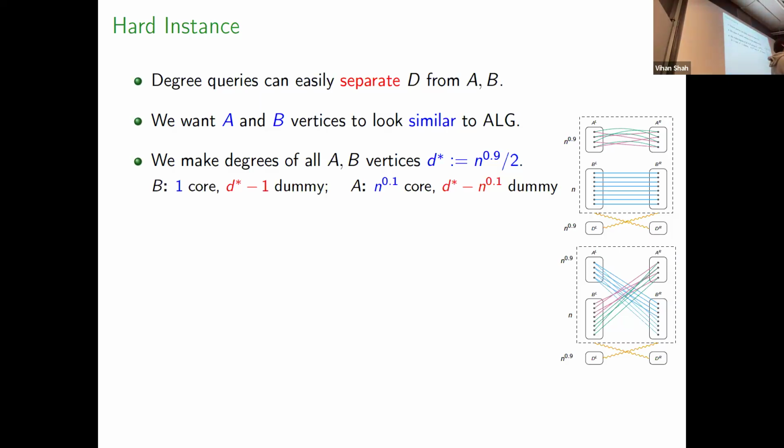Okay. So now by degree queries, you cannot tell these guys apart. And if you want to distinguish between them, you can make n queries. Can someone tell me why, if I make n queries on a vertex, I can tell whether it belongs to A or belongs to B?